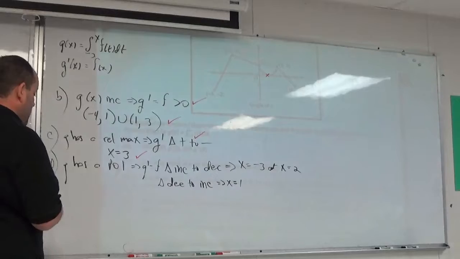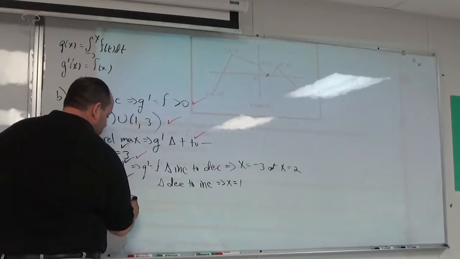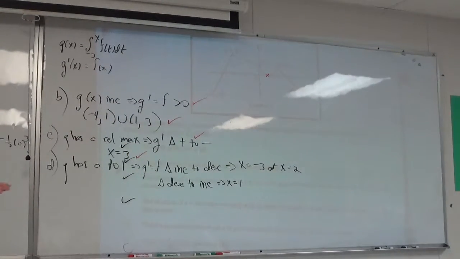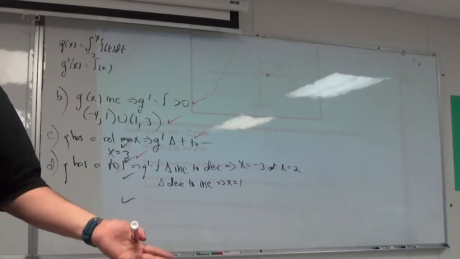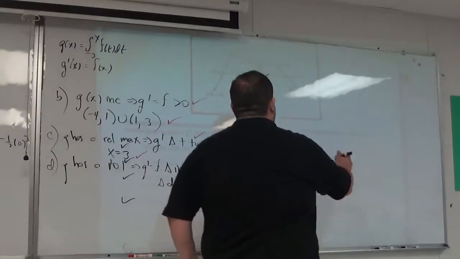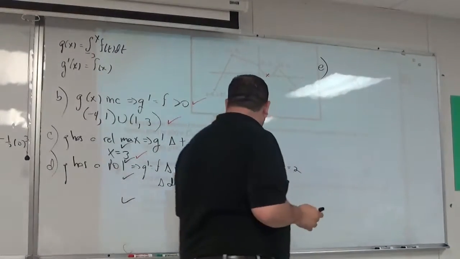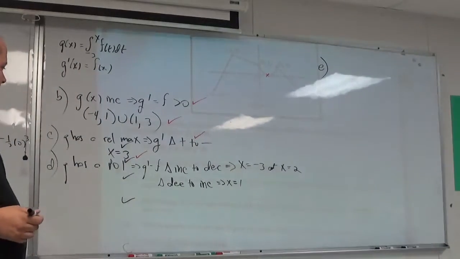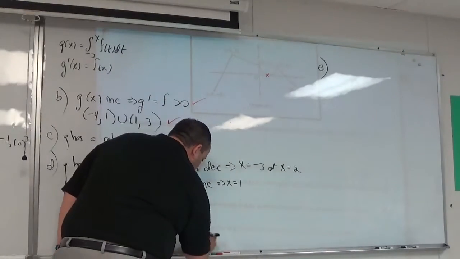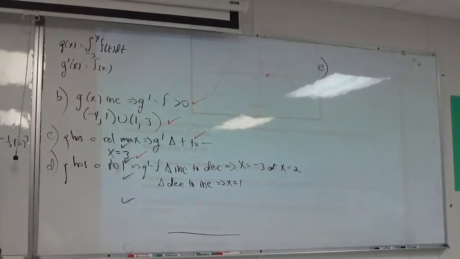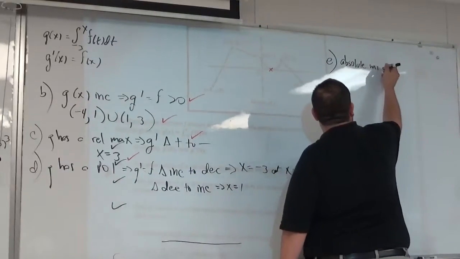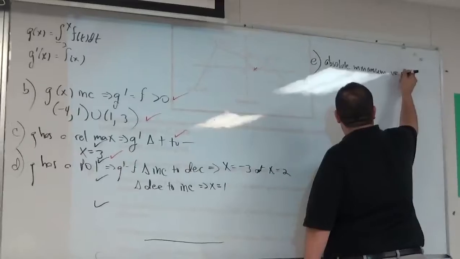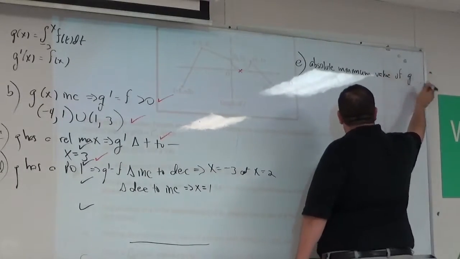I really hope that A, B, C, and D, you're comfortable with these questions. You should be. And then there's E and F. All right, E. Find the absolute minimum value of G. That should strike fear in your heart. Have a quick conversation with somebody near you. What's your plan? Absolute minimum value of G.